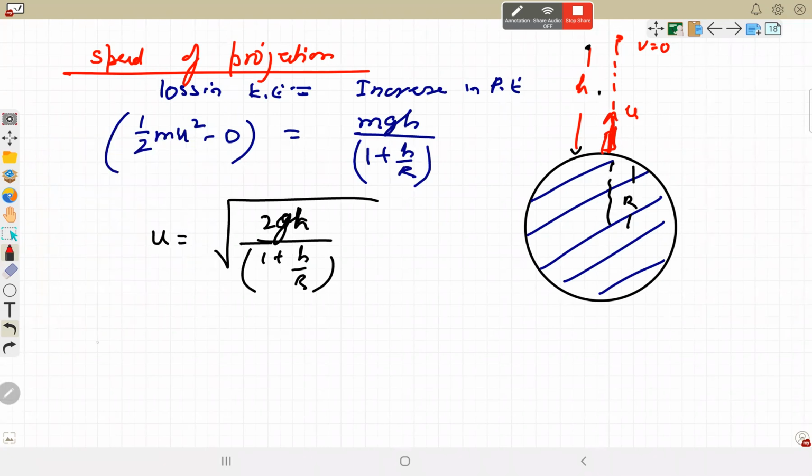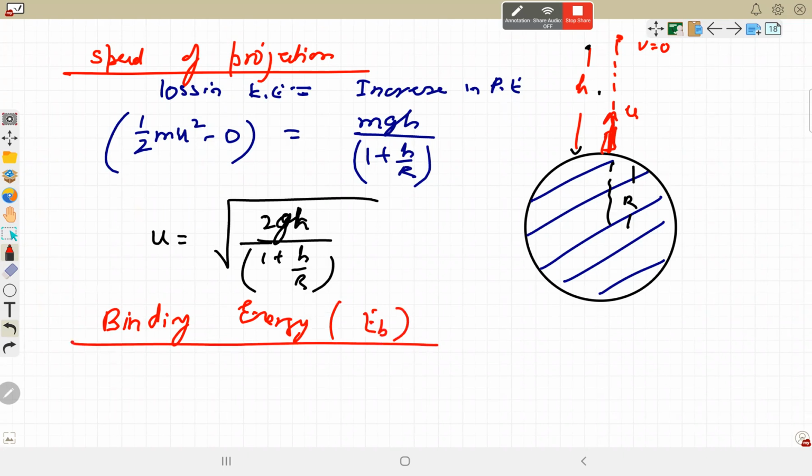Next concept is binding energy. Binding energy is always the energy due to which a system is bounded to earth or any other particle. If the total potential energy is negative, total energy is negative, that means the system is bounded to each other. They cannot be free from each other, whatsoever be the energy given to it. Binding energy is always the magnitude of total potential energy. Potential energy is negative, and that negative energy represents that the particle is bounded by its own. It cannot be free from this attraction.